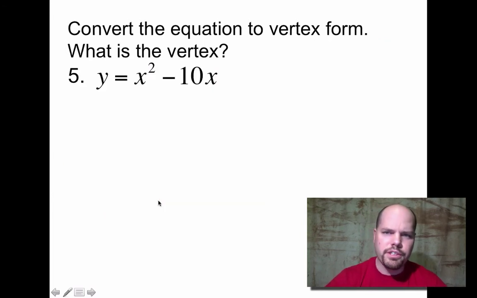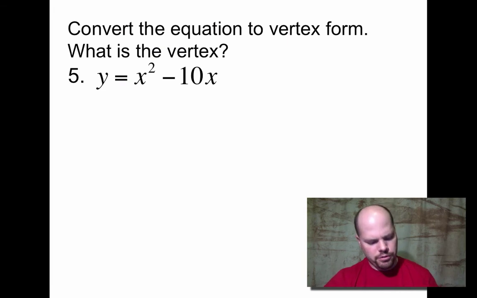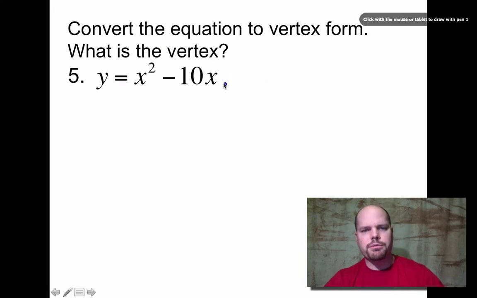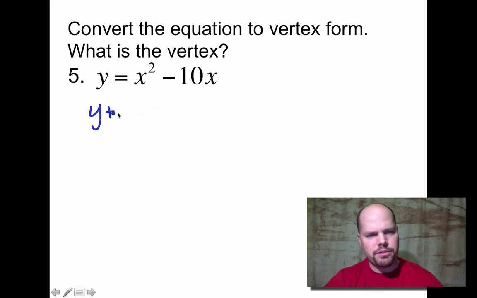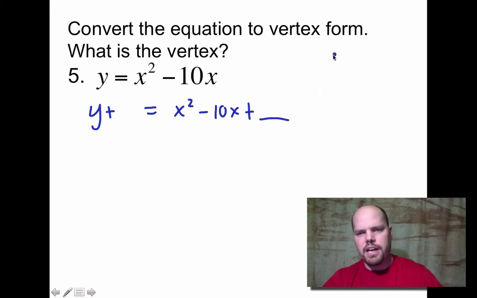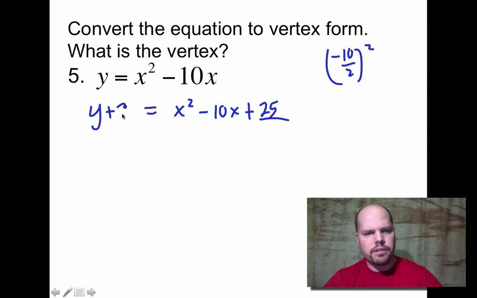All right, convert this one to vertex form. So we don't have anything we need to add or subtract. This is already isolated, but this is a negative 10. Okay, so we are just going to add something to both sides. x squared minus 10x plus what? Well, we take half of negative 10 and square it. So negative 5 squared is 25.